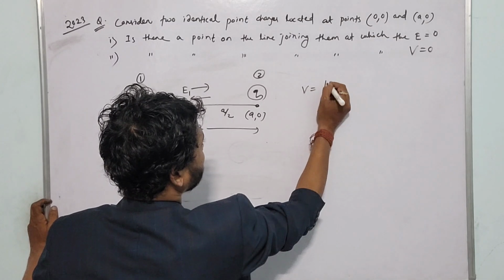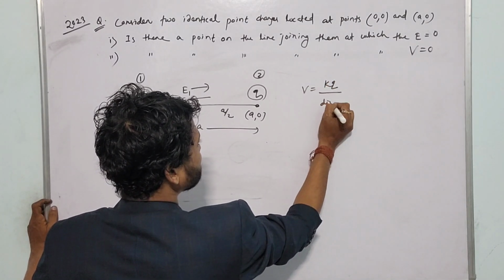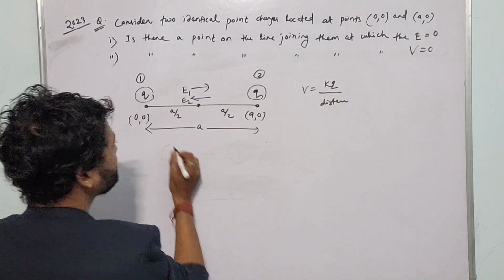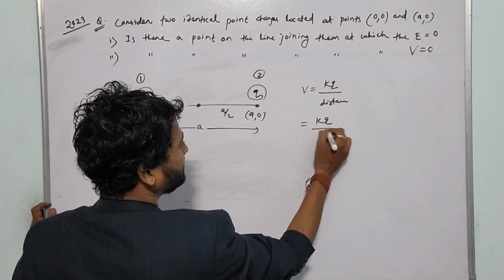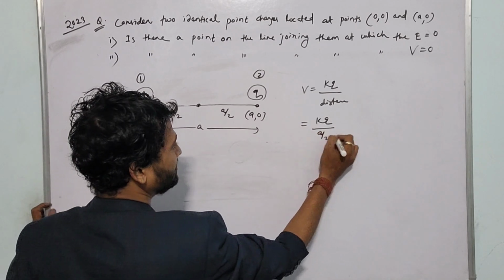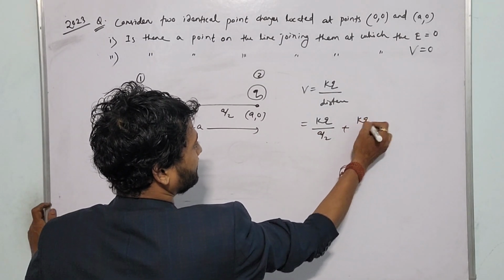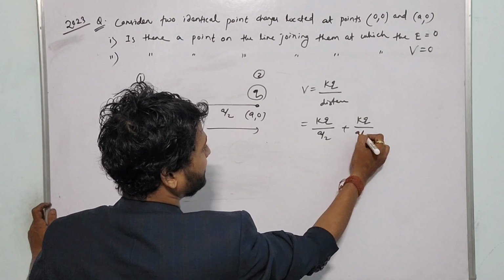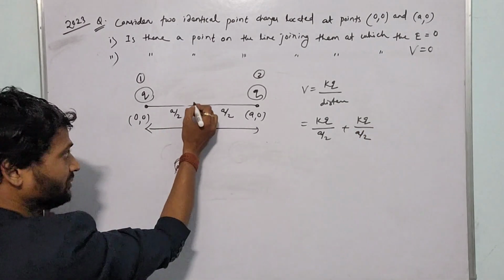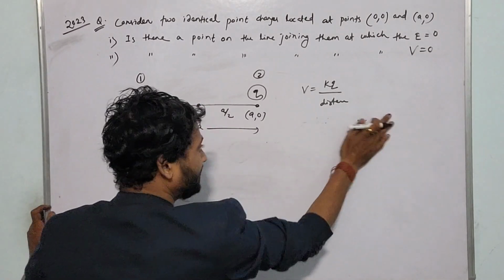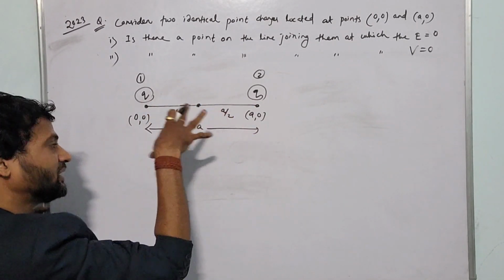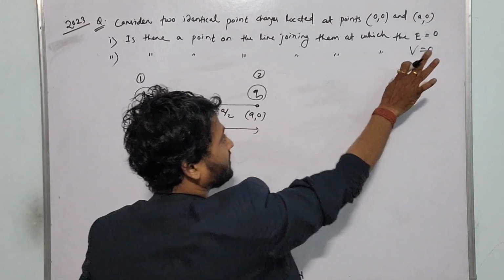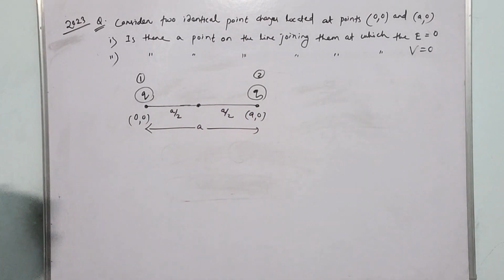पोटेंशियल का फॉर्मूला क्या होता है? KQ by distance. Okay, so we can take any point on the line. We'll be getting K into Q by distance. Let it be A by 2. And for the second point charge, it will be again KQ by A by 2. अगर हम लोग बीच में लेंगे, or else if we take at any point on the line, we will be getting a positive answer. We cannot get 0 answer since it is a scalar quantity.